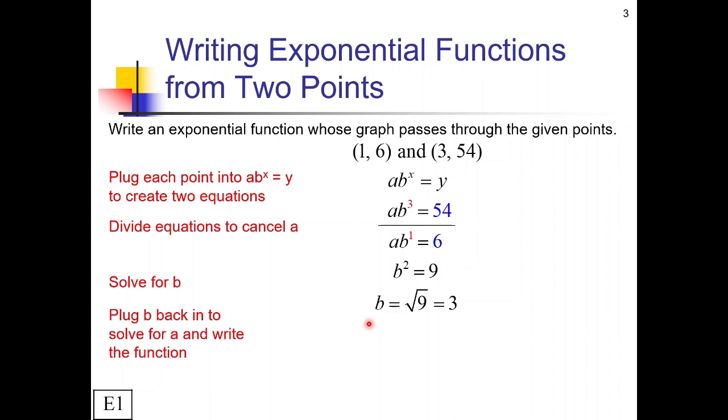Now, since I have a choice of these two equations to plug my b value of 3 into, I'm going to choose the easier one, the one that has b to the first power. Either of these will work, but I'll have less work to do if the exponent is smaller. So I'm going to use this one and have a times 3 equals 6. And then all I have to do is divide by 3 to get a equals 2. Plugging that back in then, we can write y equals 2 times 3 to the x. And that's our final exponential function.